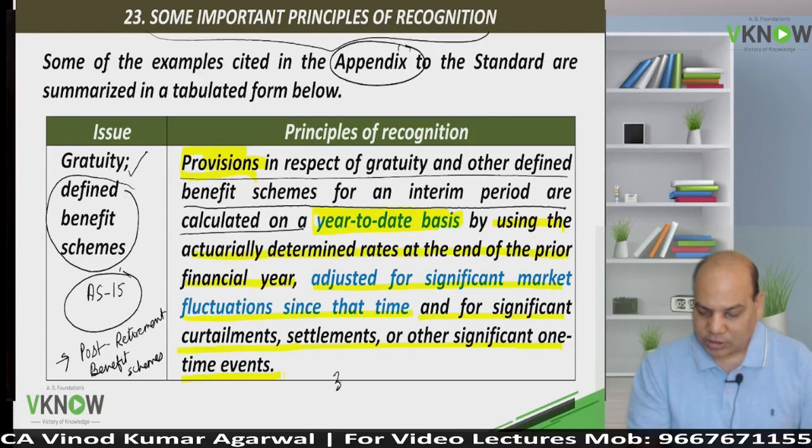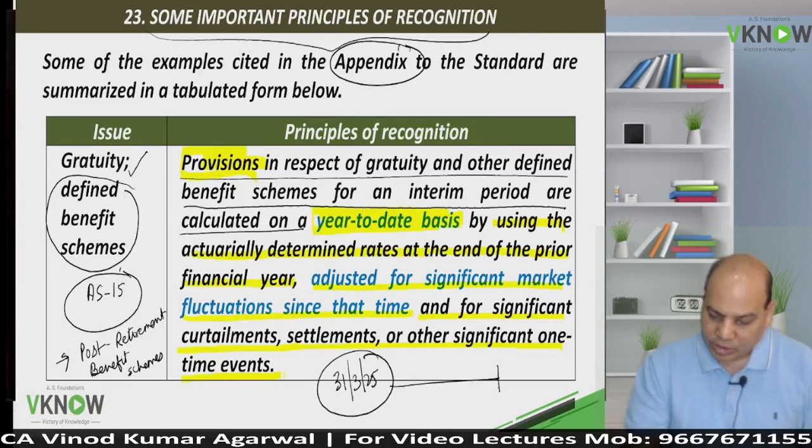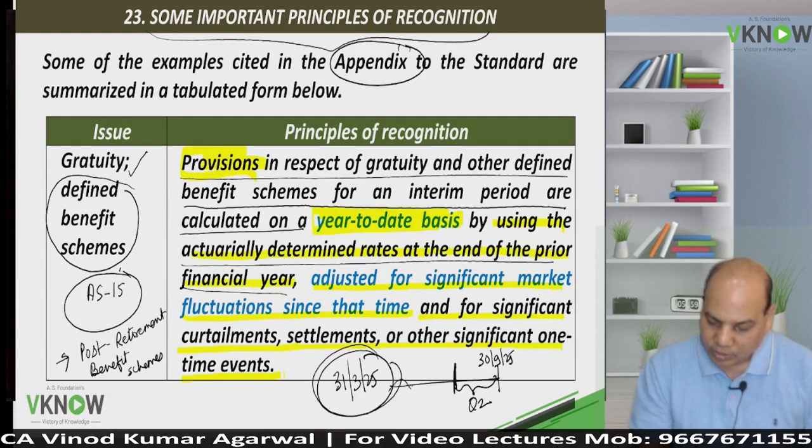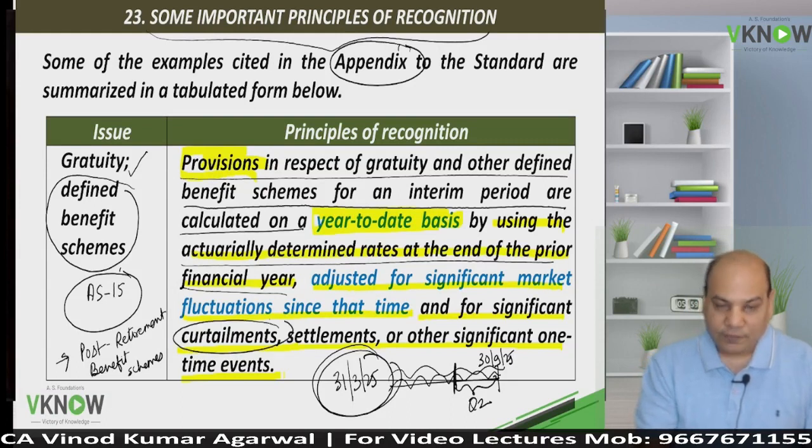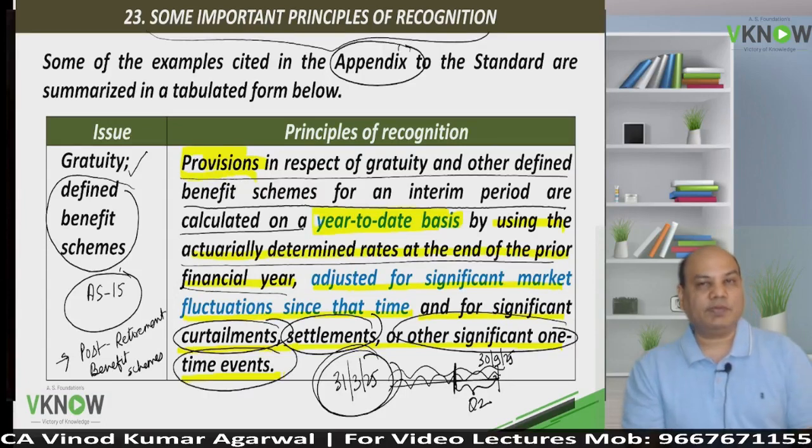Let us say my last year closing date is 31st March 25 and we are preparing the interim report for quarter 2. So you will have to take the actuarially determined rates at the end of the previous financial year. Take this and make adjustment on year to date for 6 months. If there are any significant curtailment, settlement or significant one-time event, give effect of that.